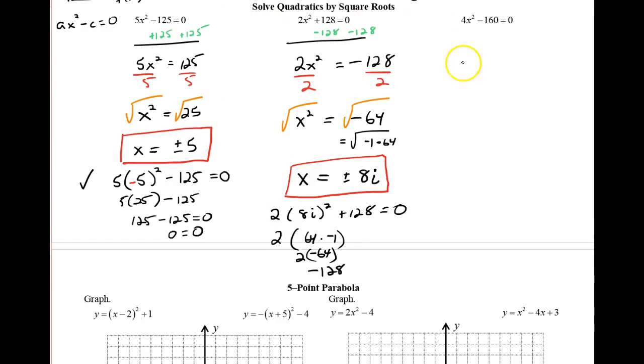Alright, and the last one, let's add 160 to both sides. And we get 4x squared equals 160. Divide by 4. And we get x squared equals 40.